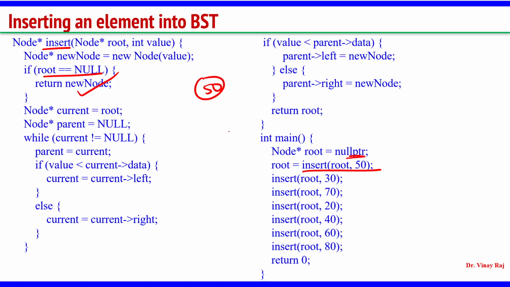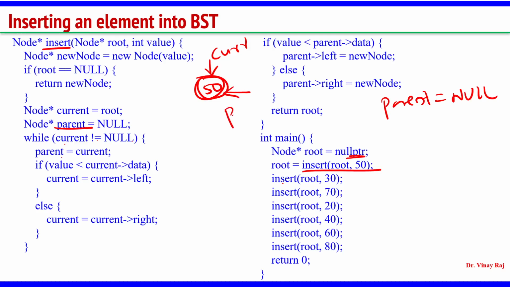That is the only element in the tree. Okay, next again insert root 30. So is the root null? No. Then node current equal to root, this is my current. Node parent equal to null, I am taking another variable parent which is pointed to null. Then while current not equal to null, yes, is current null? No, there is some root element 50 there. Now parent equal to current, make this also the parent.